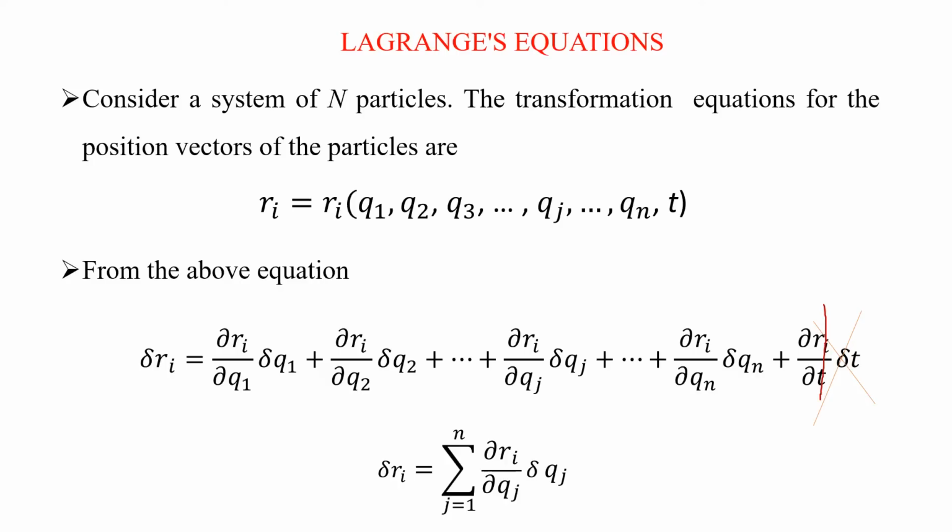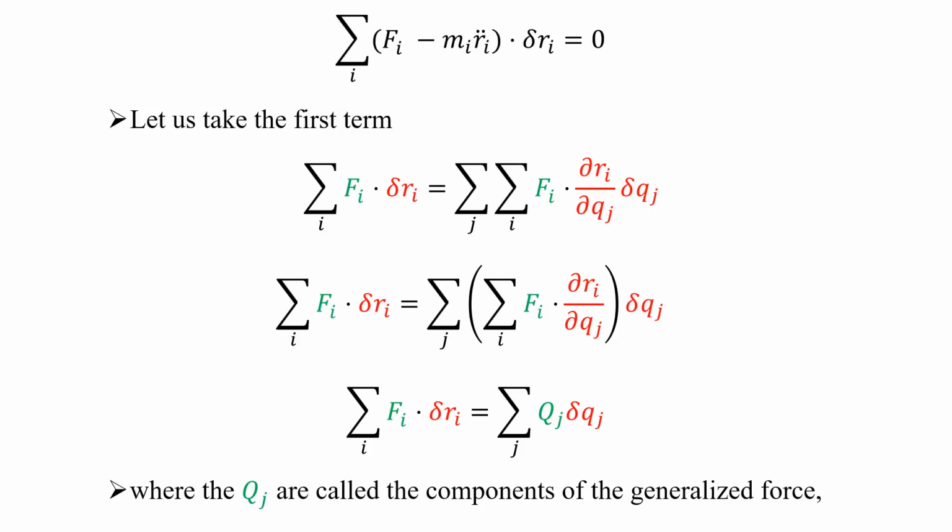You can remove this last term, so this can be written in summation form. Delta ri is equal to the summation over j from 1 to n of partial ri over partial qj into delta qj. See here, everywhere there is ri, so the running index is only j. So this is the D'Alembert expression.